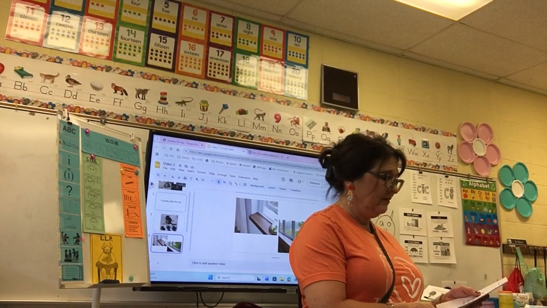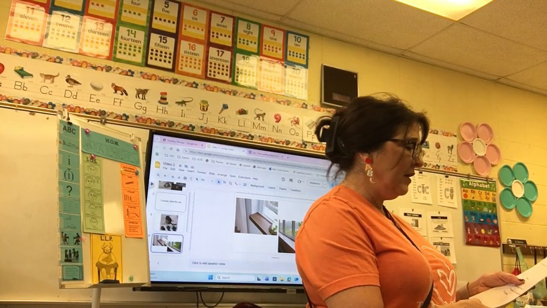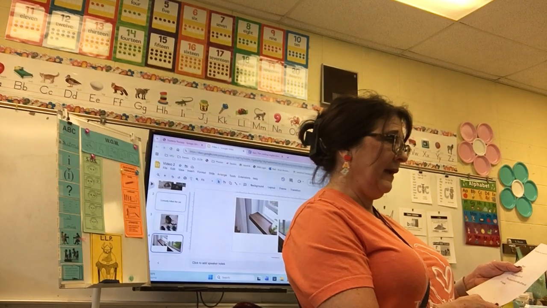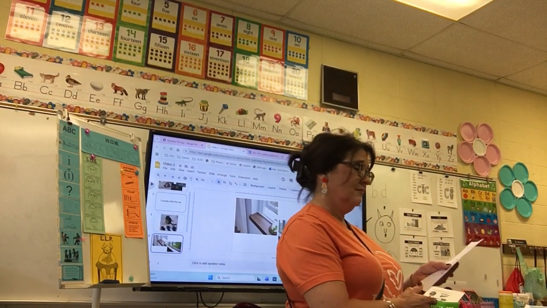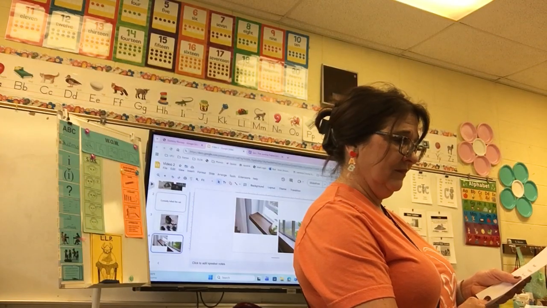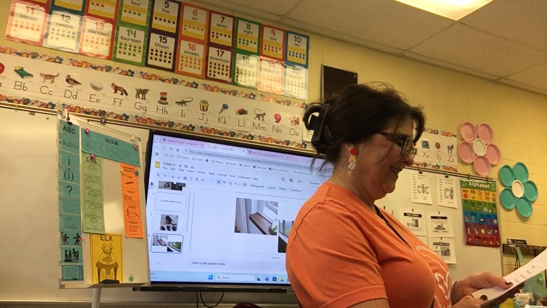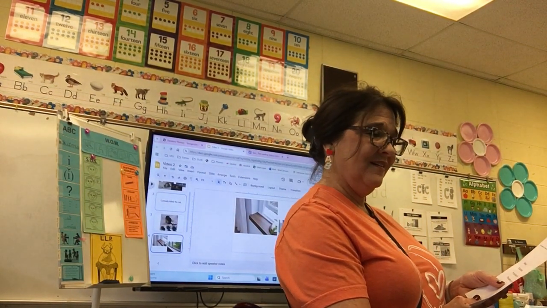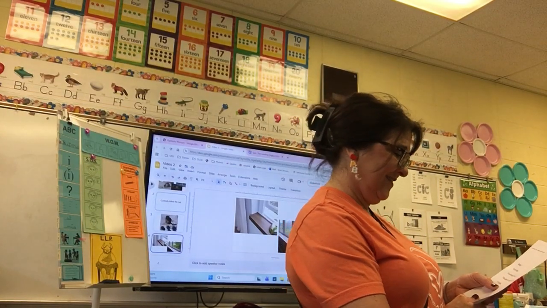Ready? Read. Wait a minute, start at the top. Bang! A pot slips. A pot slips off the sill. The plant in the pot slips off the sill.